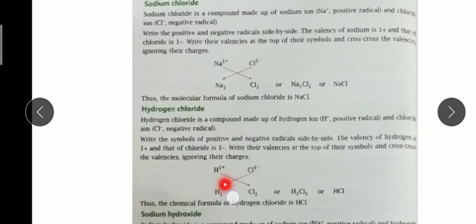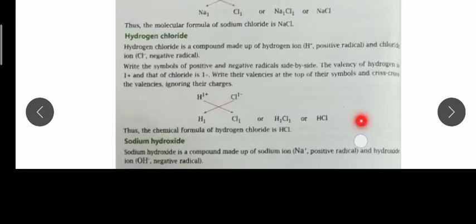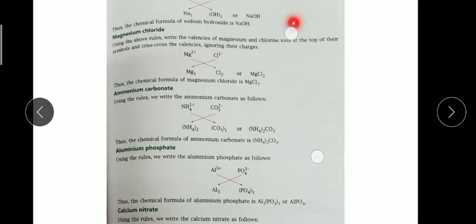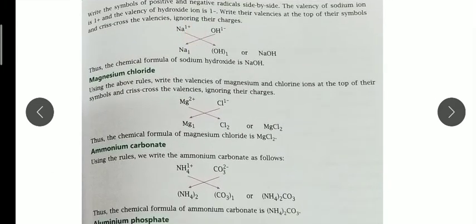So we will remove the common factor, it will cancel out, and we will get HCl. In the same way, for sodium hydroxide, as you can see here, sodium is having 1 plus, the hydroxyl radical OH negative is also having 1, both are common, so we will write NaOH for sodium hydroxide.